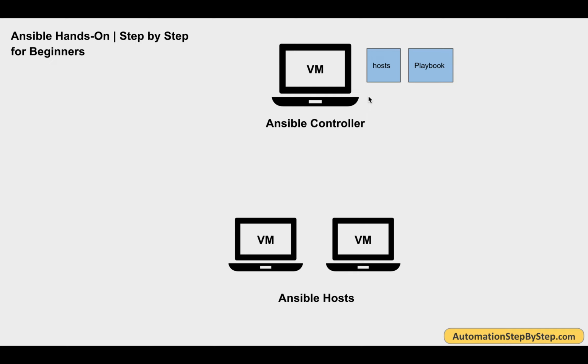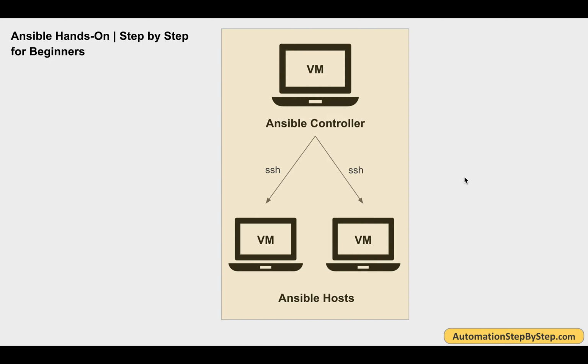In the earlier session, we have already seen that on the machine where we install Ansible, we create two files. The host file has the information about the hosts, like their IP addresses or domain names, so that we know what hosts to connect to, and the playbook file has the instructions to configure the host machines or to run these instructions on the host machines. So we will have a connection made between the Ansible controller machine and the Ansible host machines via SSH, and this is exactly what we are going to do in this demo.